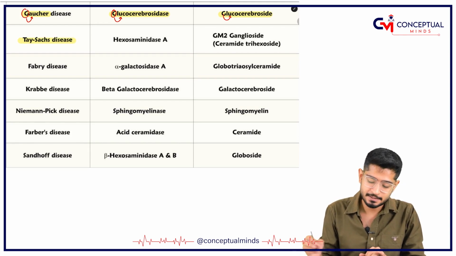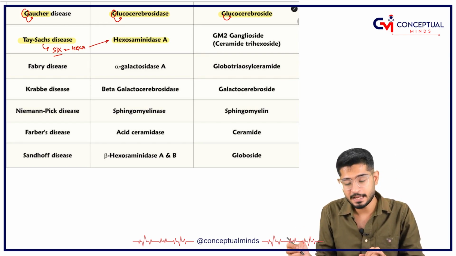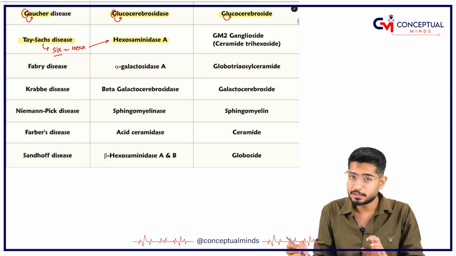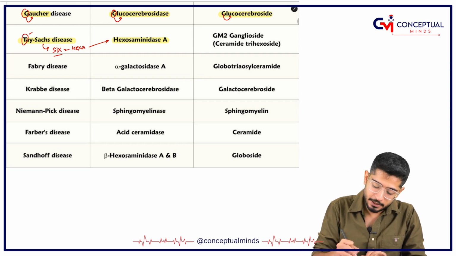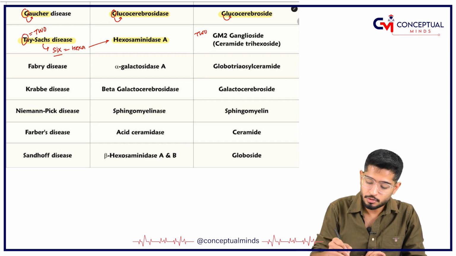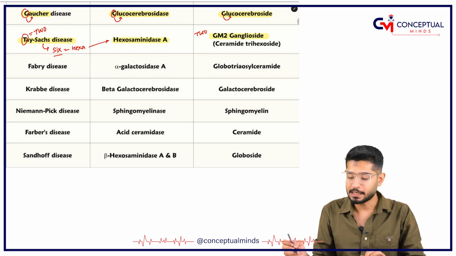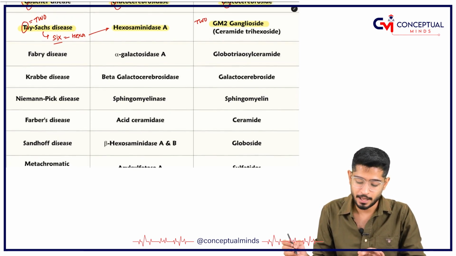Coming on to Tay-Sachs disease. Tay-Sachs is just like 6, and because 6 is called hexa, it is hexosaminidase A deficiency. So Tay-Sachs, T for Tay, T for 2. Please remember this is GM2 ganglioside accumulation.